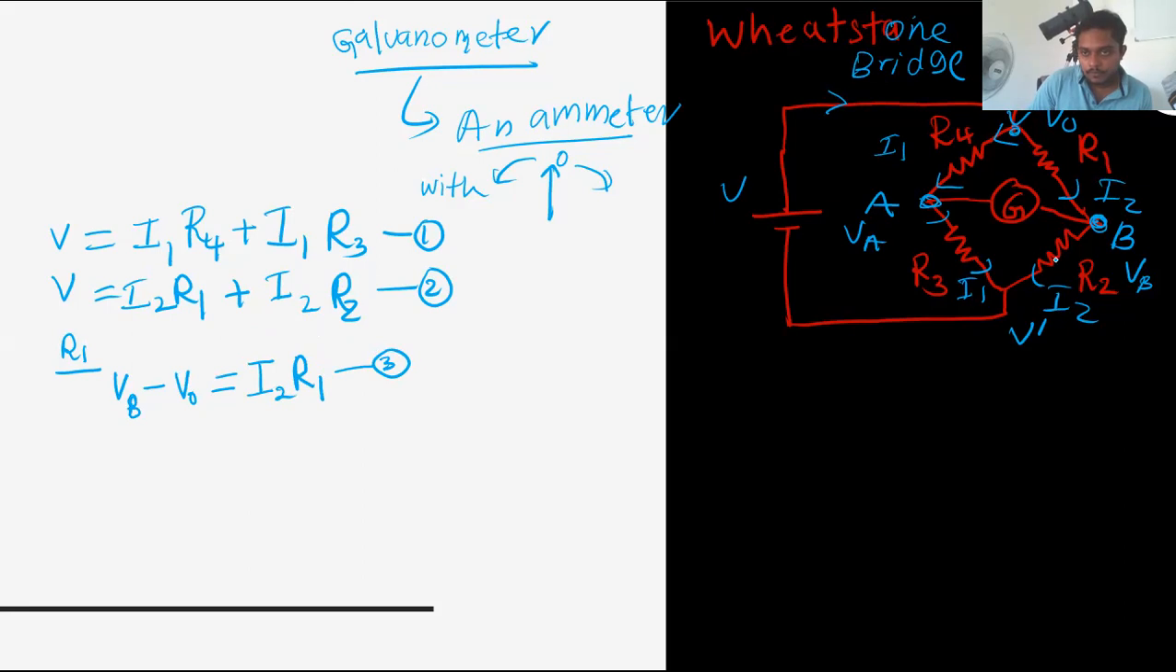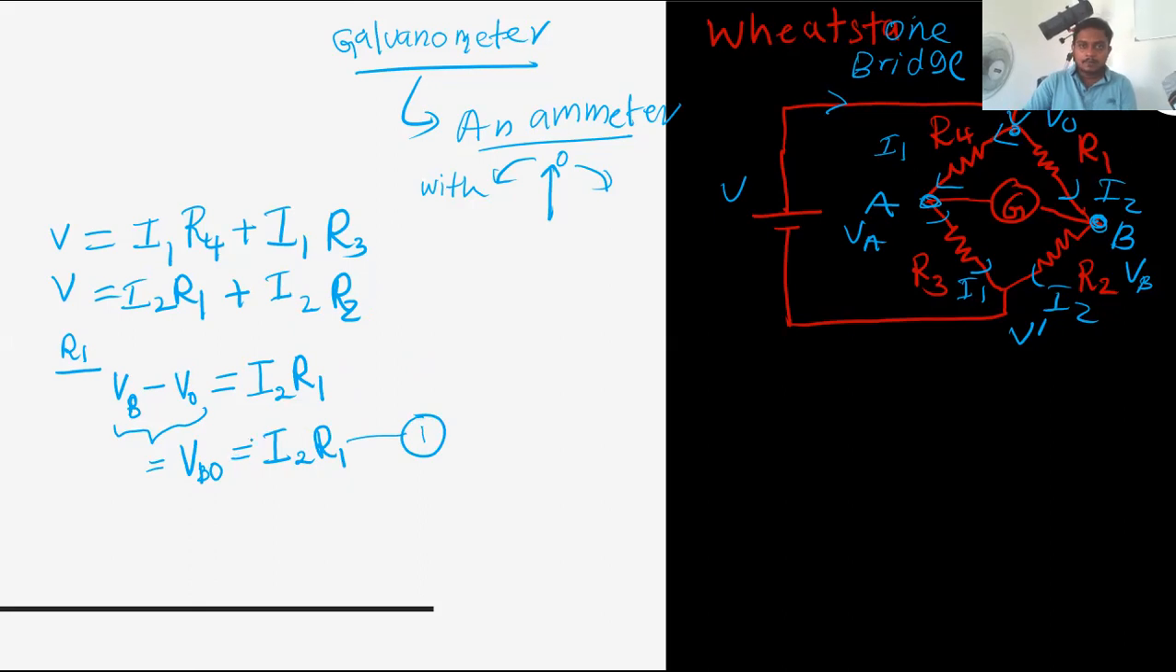And for this one, what I am getting, I can write this as a potential difference. This potential difference, I am giving the name VBO. Potential difference VBO is I2 R1. This is very important. You have a question in this part, in the structured paper. This is my first equation.